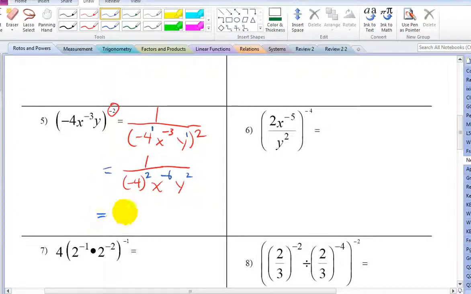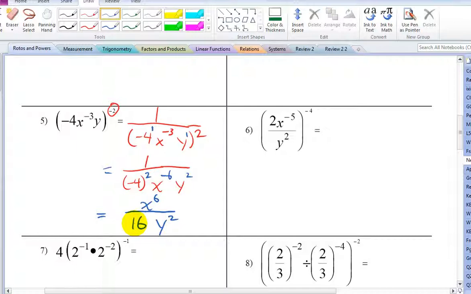All right, next step. What do you guys want to do? Which one should we flip? The whole thing? Just the x. So it becomes positive 6 up top. Y squared stays. What about negative 4 squared? What does that become? Negative 4 times negative 4? Positive 16. Okay.